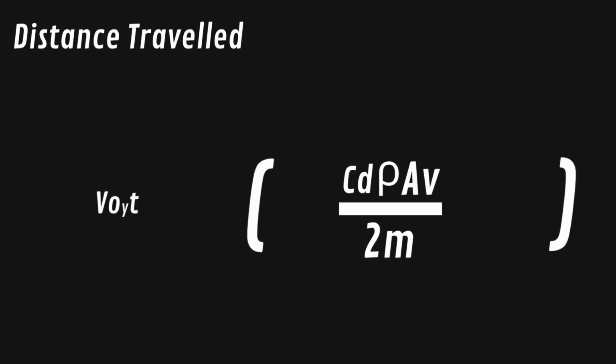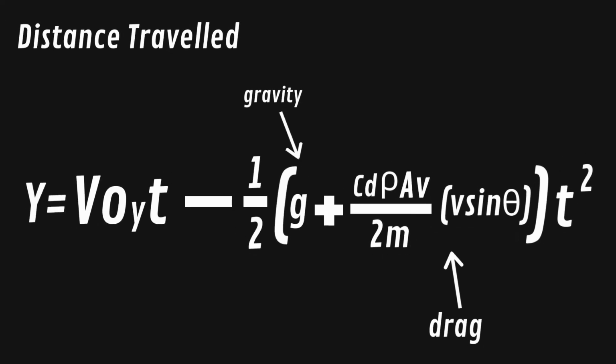Now we can complete our displacement y equation. We go all the way back. We have y equal to the velocity in the y-direction times time minus 1/2 times gravity plus the drag force equation, V sine theta, and all of that times T squared.